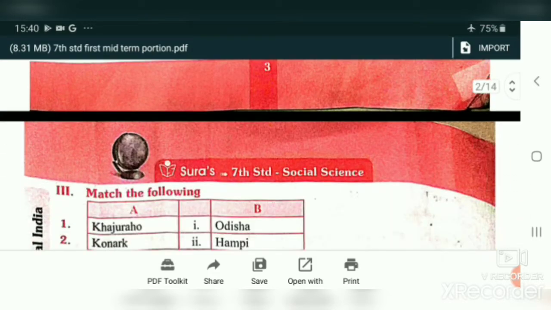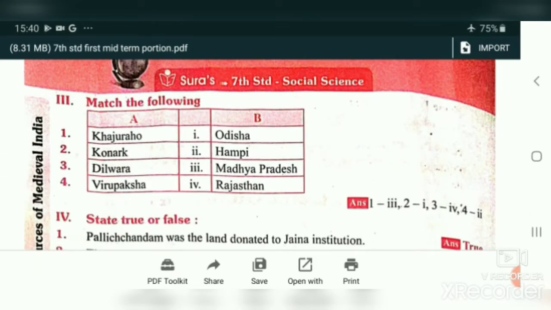Okay, now we will move to match the following. Khajuraho, it is in Madhya Pradesh. Konark, Odisha, the sun temple is there. Dilwara, that is in Rajasthan. Virupaksha, Hampi. So the answers: Khajuraho, Madhya Pradesh; Konark, Odisha; Dilwara, Rajasthan; Virupaksha, Hampi.